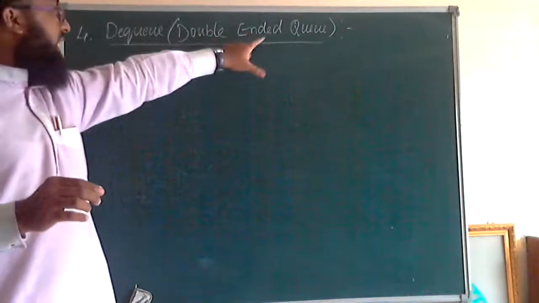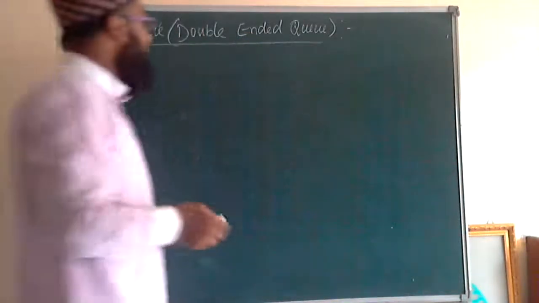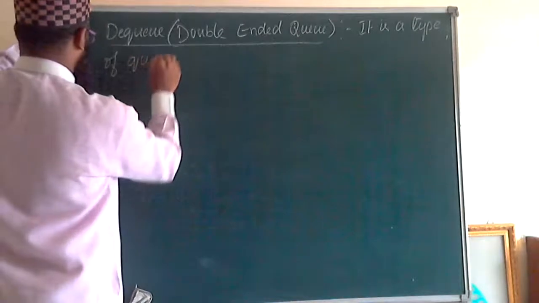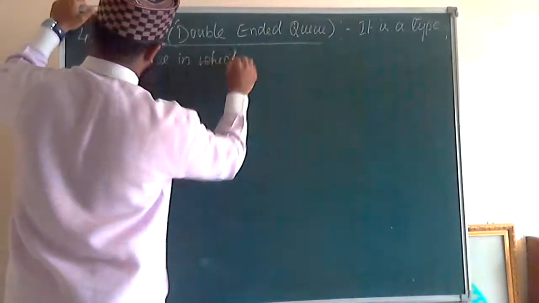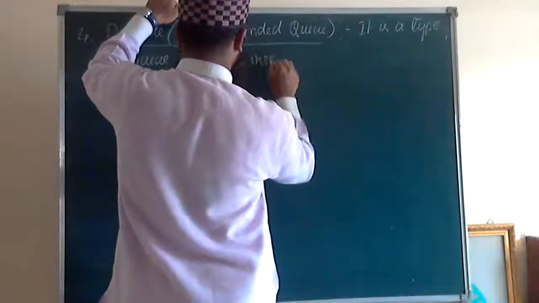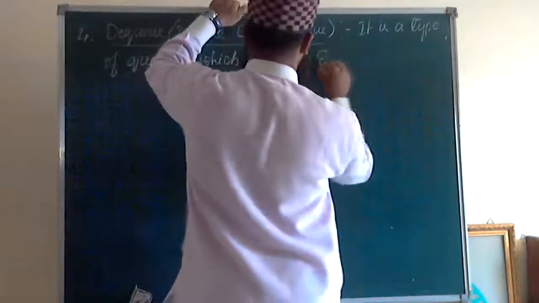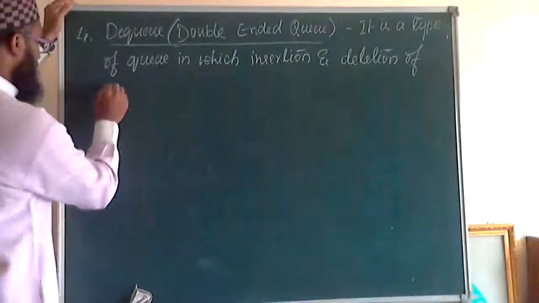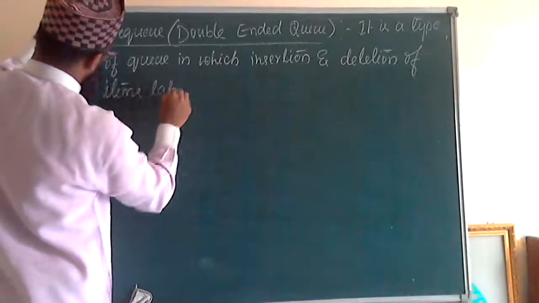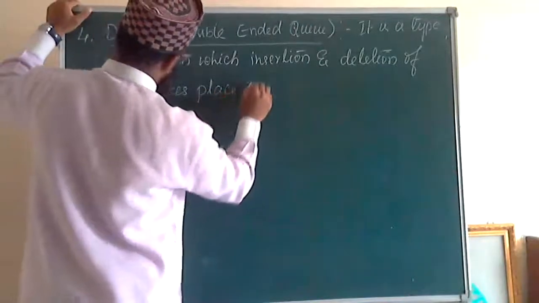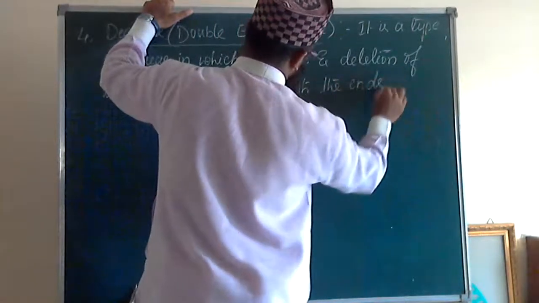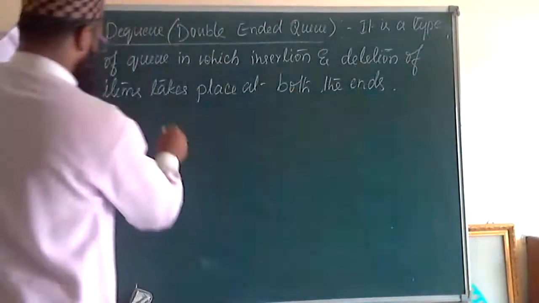Double ended queue. What is meant by double ended queue? Come, we shall see. It is a type of queue in which insertion and deletion of elements or items takes place at both the ends. I will give an example, then you will come to understand.